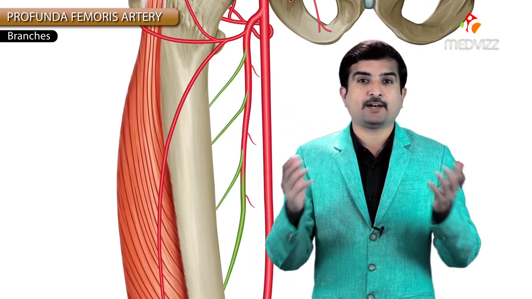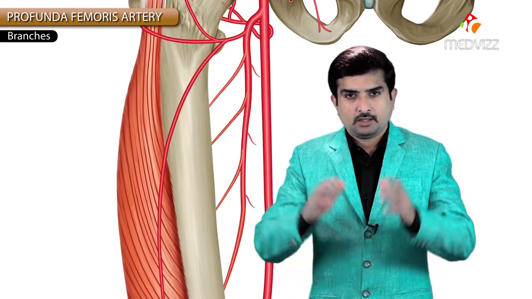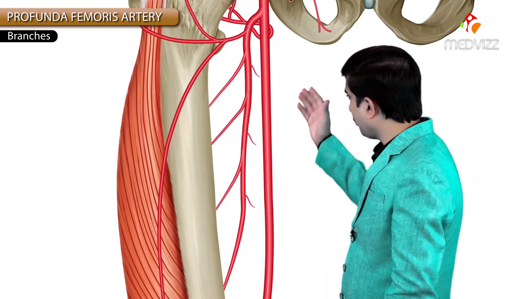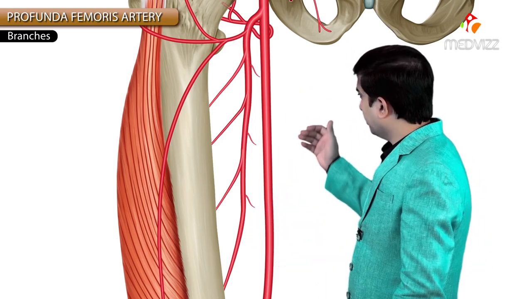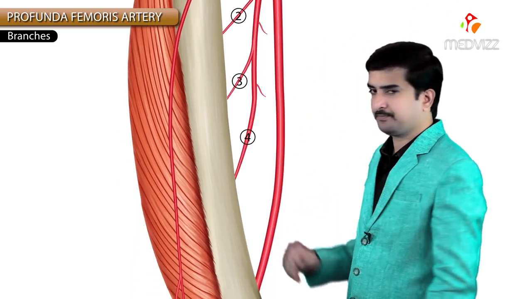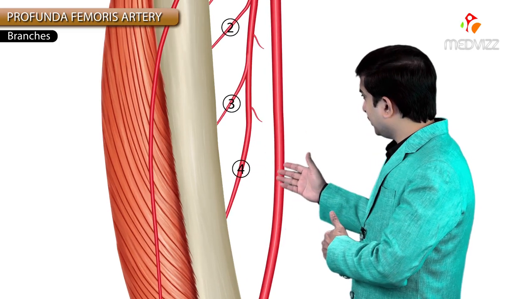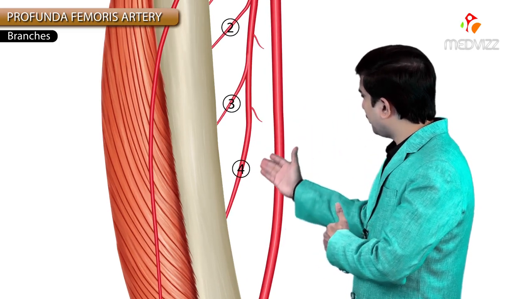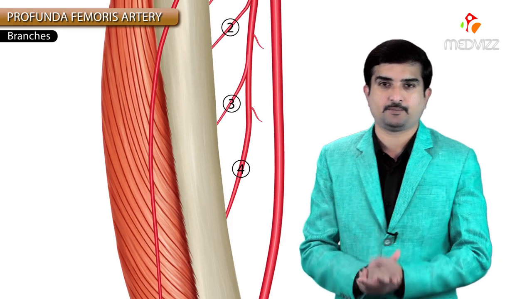And next is about the perforating arteries. The perforating arteries are four in number. They are numbered from above downwards as first, second, third, and fourth. As you can see here, the fourth one is the continuation of the profunda femoris artery itself.